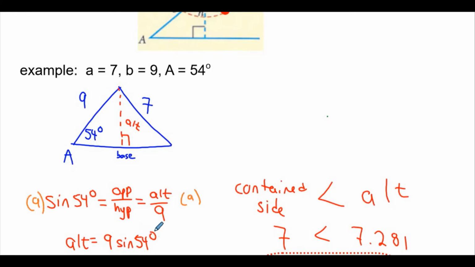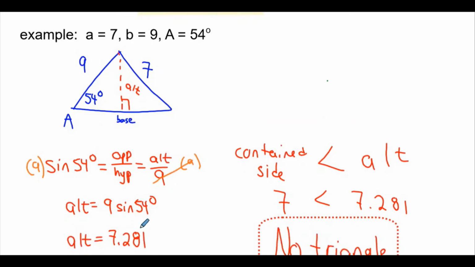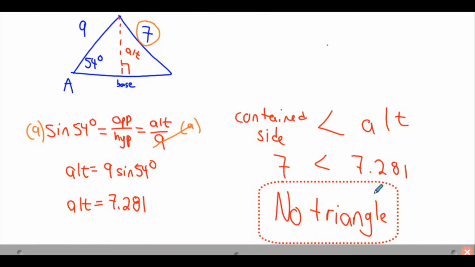And our altitude is 9 sine 54. After you solve that, it comes out to 7.281. Well, 7.281 is greater than this opposite side, and that's the problem, right? If the contained side is smaller than the altitude, you have no triangle. You just stop and write down that there's no triangle.